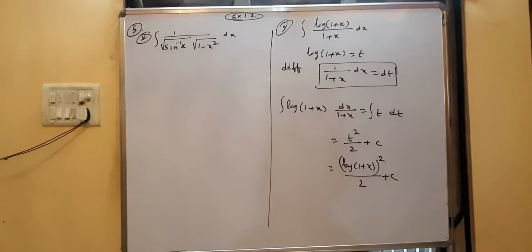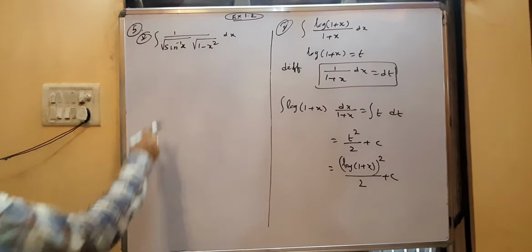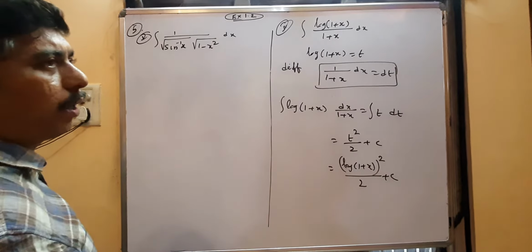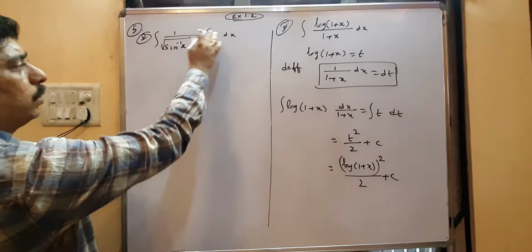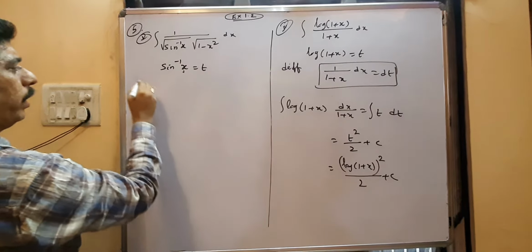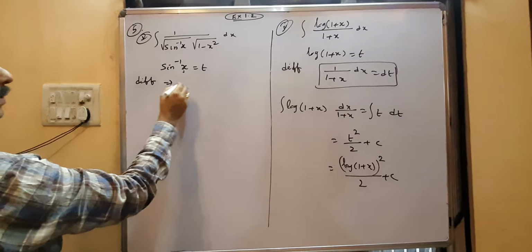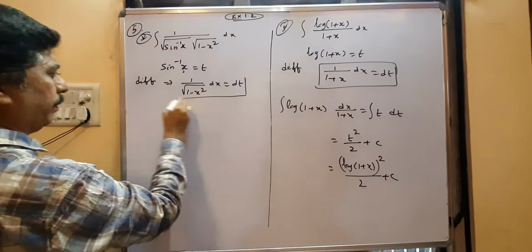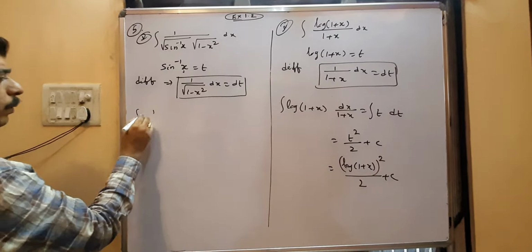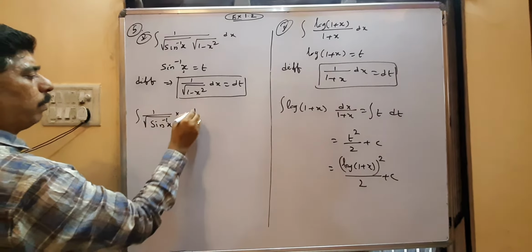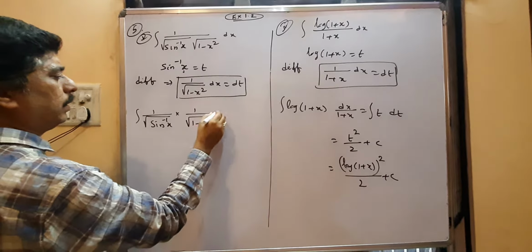Now coming to the fifth bit, integral of 1 by root of sin inverse x into root of 1 minus x square. What is the derivative of sin inverse x? Derivative of sin inverse x is 1 by root of 1 minus x square. That is the remaining fraction. So take sin inverse x as t. Sin inverse x equal to t. You have to differentiate it. 1 by root of 1 minus x square dx equal to dt we will get. Then this is 1 by root of sin inverse x into 1 by root of 1 minus x square dx.